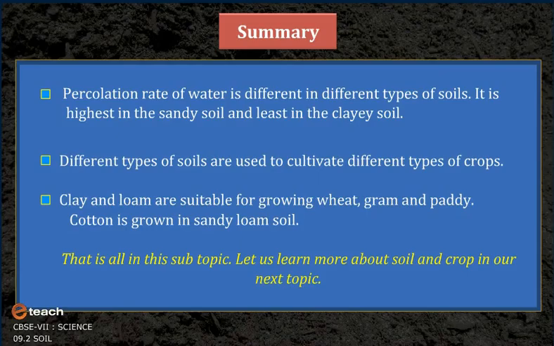Summary. Percolation rate of water is different in different types of soils. It is highest in sandy soil and least in clay soil. Different types of soils are used to cultivate different types of crops. Clay and loam are suitable for growing wheat, gram, and paddy. Cotton is grown in sandy loam soil.